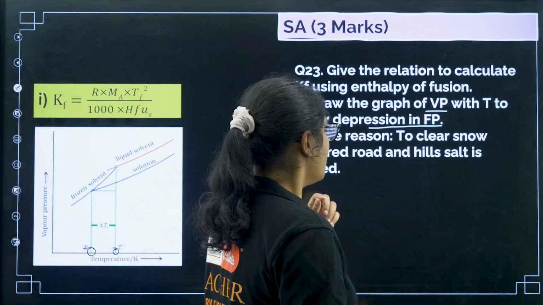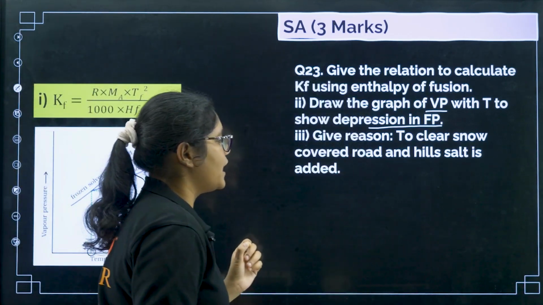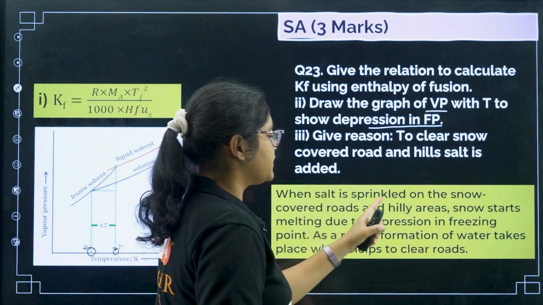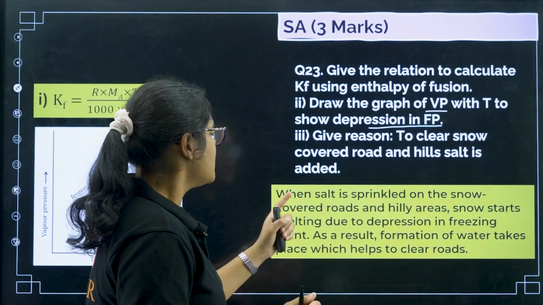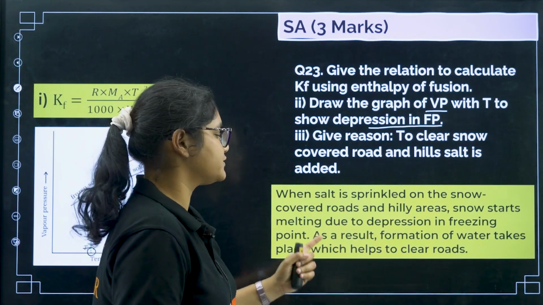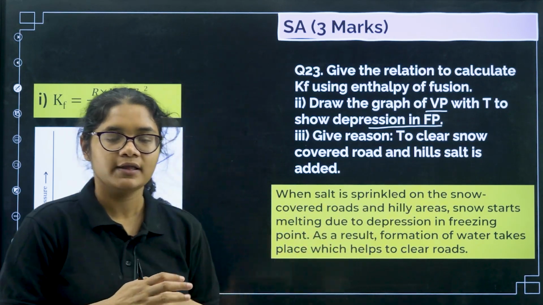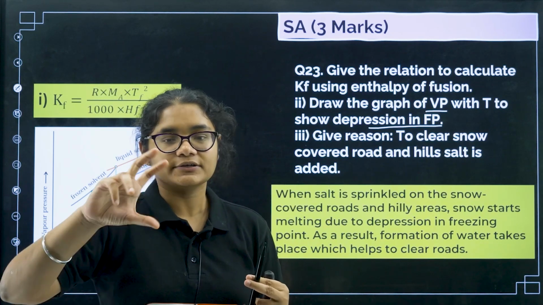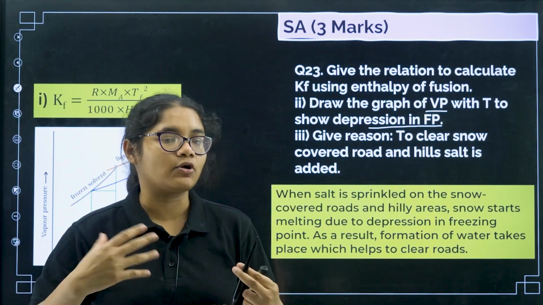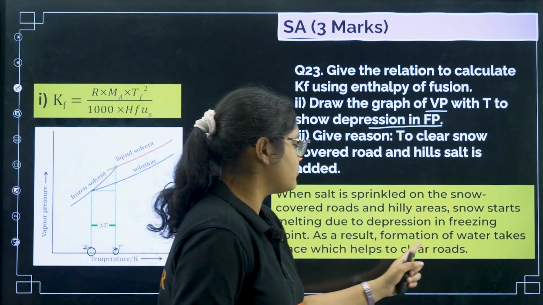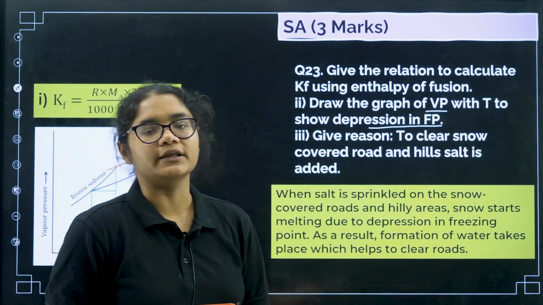Now give a reason: to clear the snow covered road and hill, salt is added. That is very simple. When you sprinkle salt on the snow covered roads and hilly areas, the snow starts to melt. Why? Because of the depression in freezing point. When you add salt, the freezing point decreases. So at that particular temperature, it cannot stay in the frozen state, and it starts to melt. As a result, water forms, which helps to clear the road.